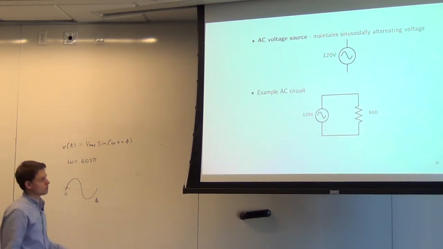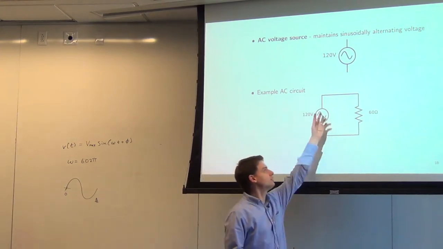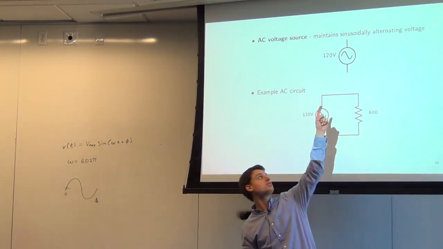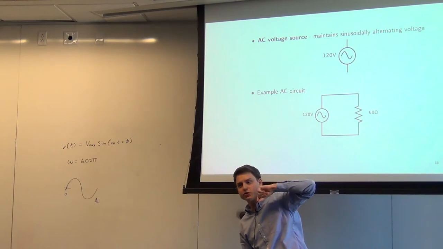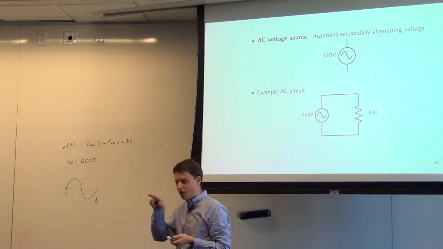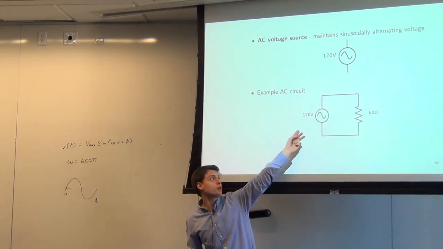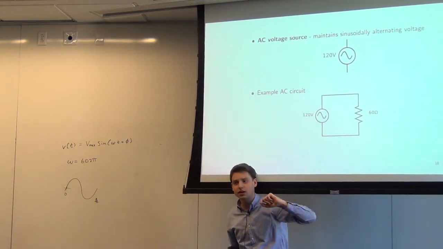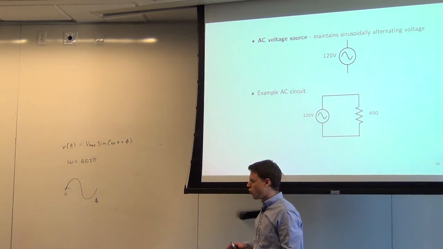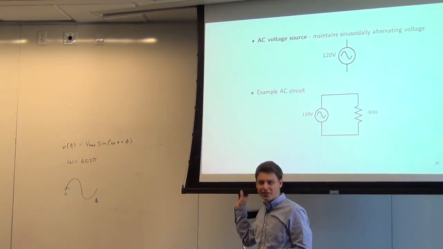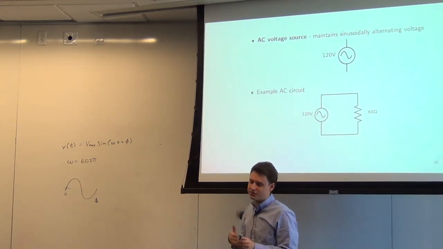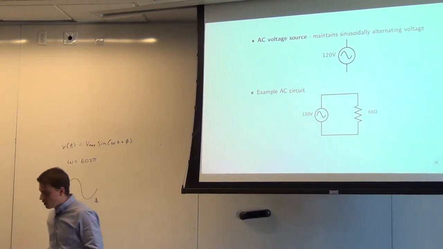So there are also the corresponding symbols for AC sources. An AC source just looks like a DC source, but instead of a plus and minus, there's a sine wave going through it. And here would be, for example, an AC circuit. Usually when you write 120 volts like that, it means 120 volts RMS. Though Quux actually has different notation there. I think Quux talks about the max voltage, so just know which one you're talking about.